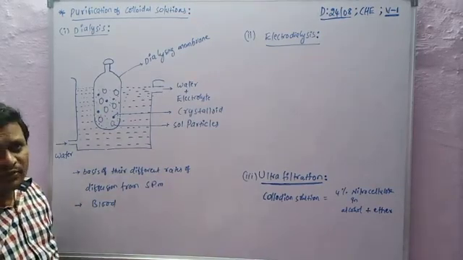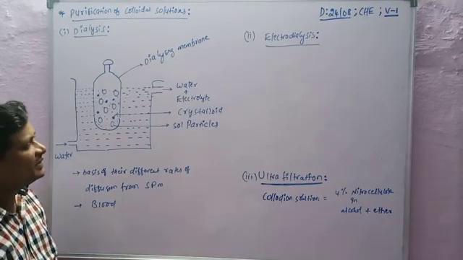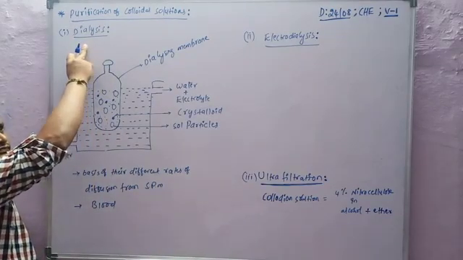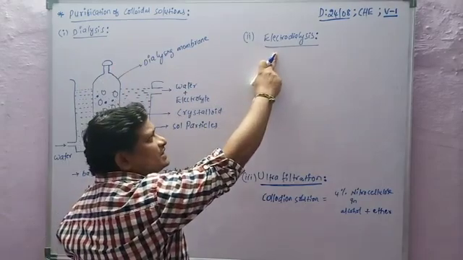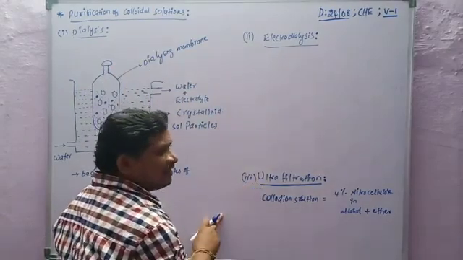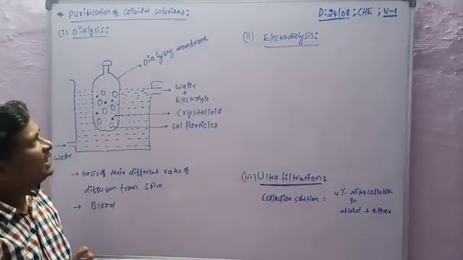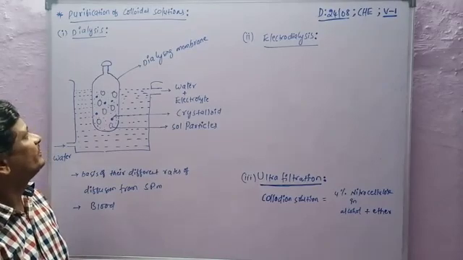Actually, colloids are purified by different methods. What are the different methods? One is the dialysis process. Second one is the electrodialysis process. Third one is ultrafiltration. These three are the purification methods of colloidal solutions.